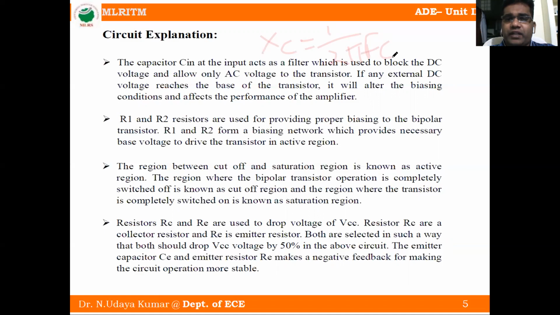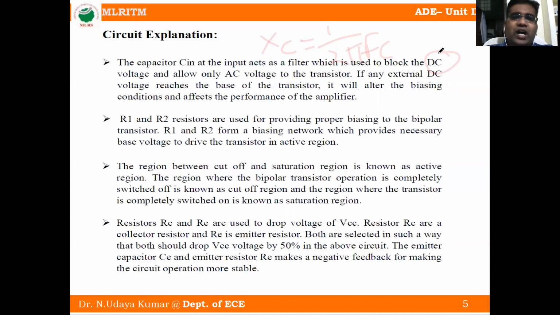So why does the capacitor block DC and allow AC? I already told you, this is the reactance of the capacitor. For DC, the frequency is equal to 0. If you substitute f equal to 0, it becomes 1 by 2 pi into 0, so 1 by 0 is equal to infinity. Infinity means open circuit, that means it blocks. So a capacitor blocks DC and allows AC. So that is the meaning.